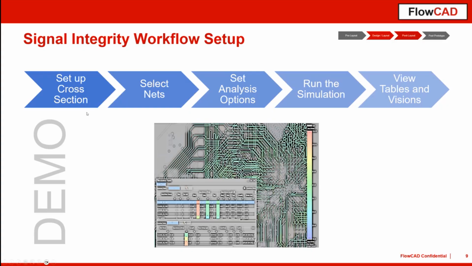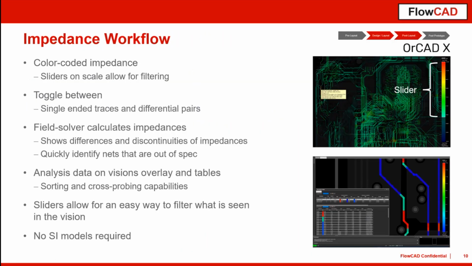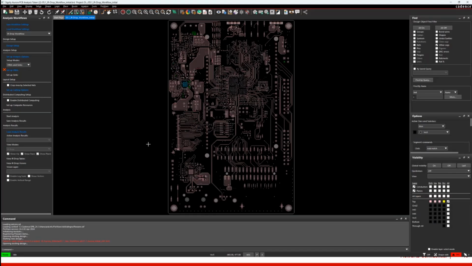As I already mentioned, you have to set up the cross-section before starting the signal integrity simulation. Then you select some nets. Maybe it's an option to modify some simulation options, run the simulation, and finally you get some tables and the so-called overlay views that give you a very fast overview of where some problems can occur. So in principle, that is what the tool can do, and now I want to try to show this in the first design here. Okay, let's get started.